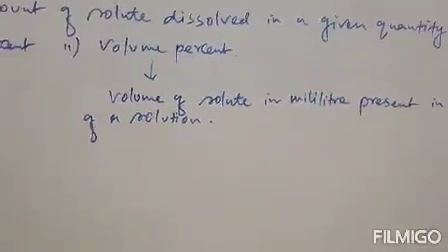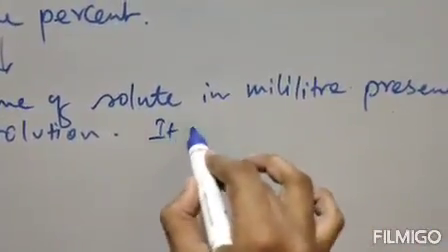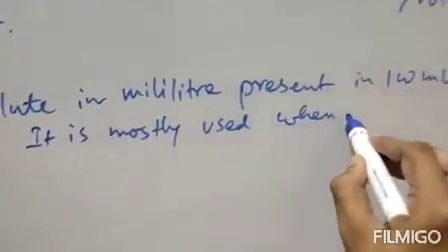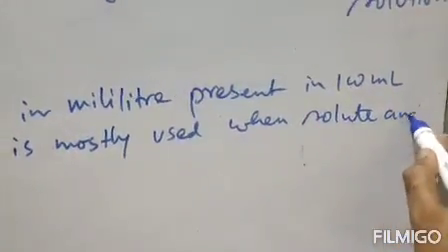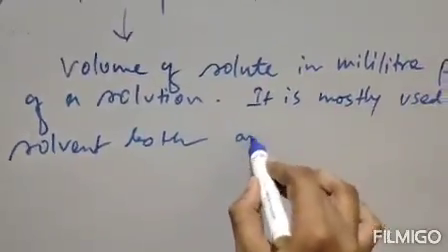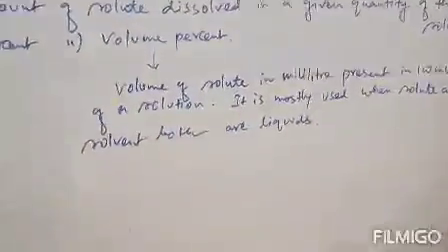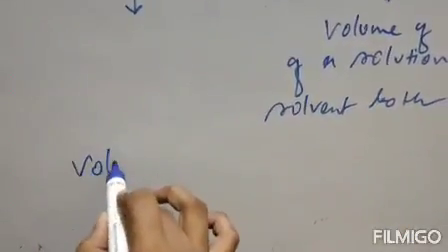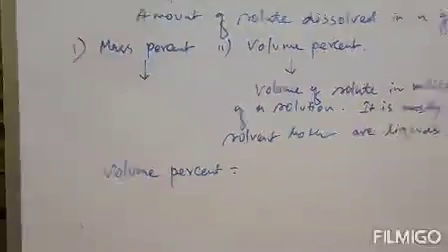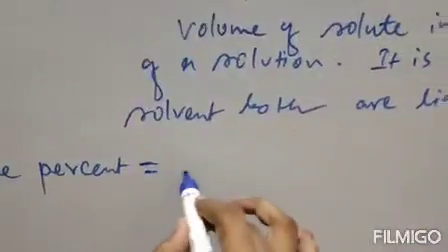It is mostly used when both of them are liquids. That means solute and solvent, both of them are liquid. So formula is volume percent. The formula is the same as mass percent, but here the mass will be replaced by volume. All other things remain the same.